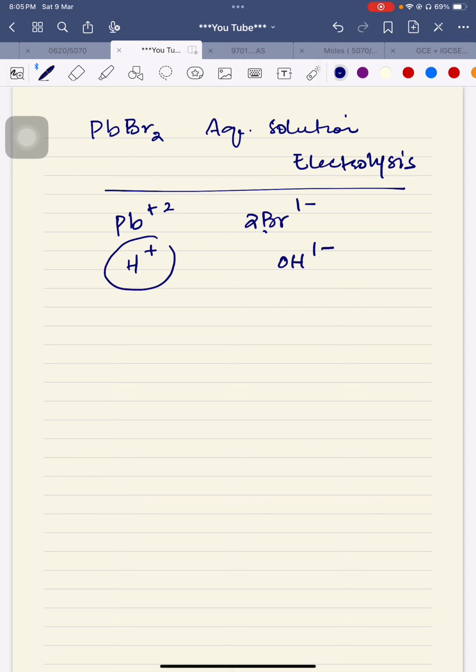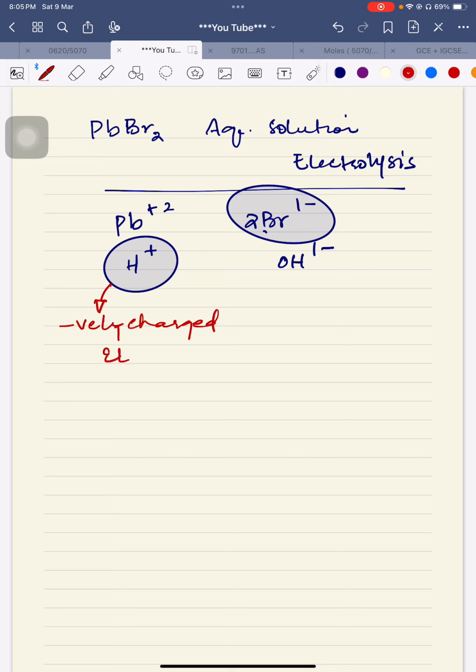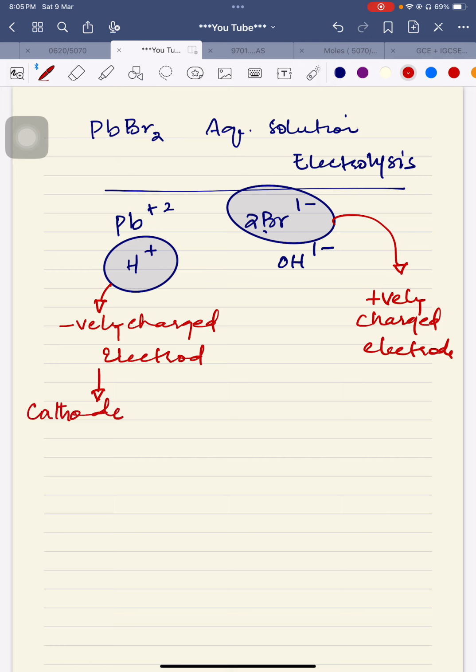Again, the same rule: the lower reactivity, positively charged ion, whereas the higher reactivity, negatively charged ions, are getting discharged. H⁺ is going towards the negatively charged electrode. And what about the Br⁻? It is going towards the positively charged electrode. We can see that at the negatively charged electrode, which is called the cathode, there will be reduction. And what is reduction? We already know this thing. It is a gain of electrons.